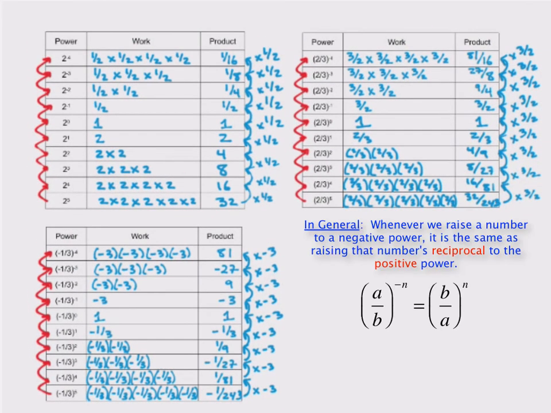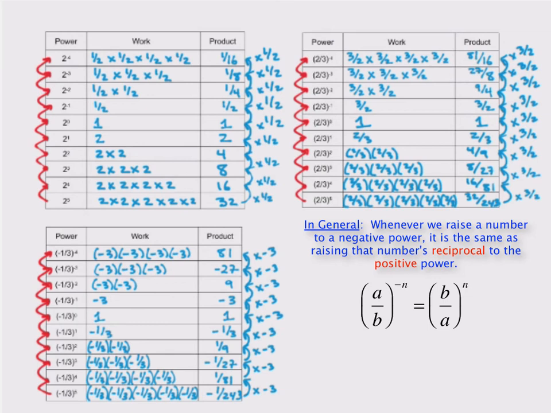Whenever we raise a number to a negative power, it's the same thing as raising that number's reciprocal to the positive power. For instance, if we're dealing with fractions, if we have the fraction a over b and we raise that to a negative power, we're going to get the same thing as its reciprocal b over a raised to the positive power.